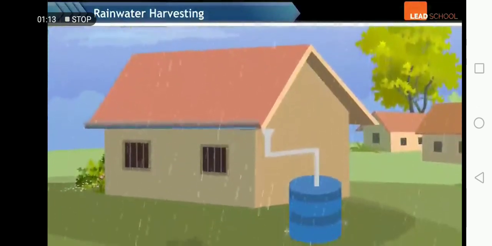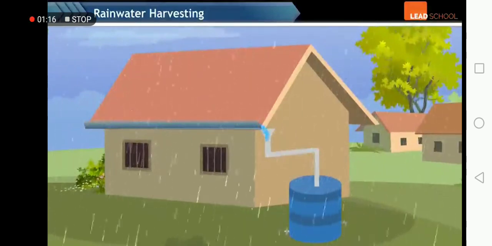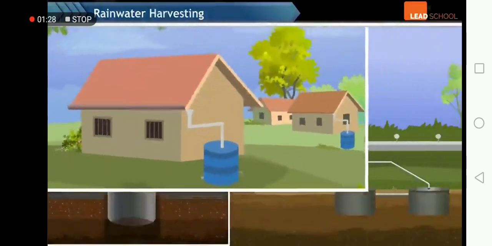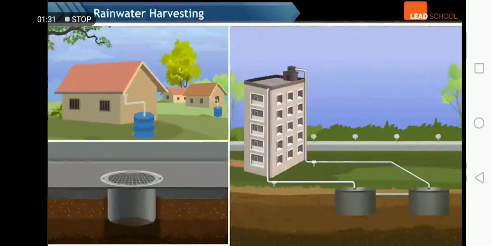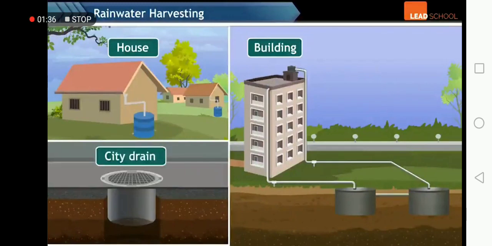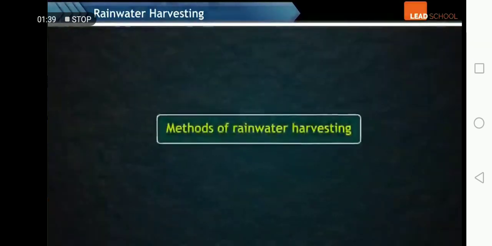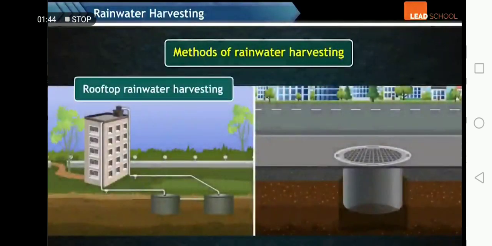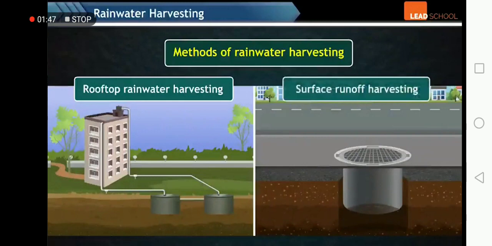Instead of letting this water get wasted, we can collect and store it for later use. This method of collecting and storing rainwater for future use is known as rainwater harvesting. This technique can be implemented by making simple design changes to our houses, other buildings, and city drains. There are different methods of rainwater harvesting, and two of those methods are rooftop rainwater harvesting and surface runoff harvesting. Let us understand each of them in detail.